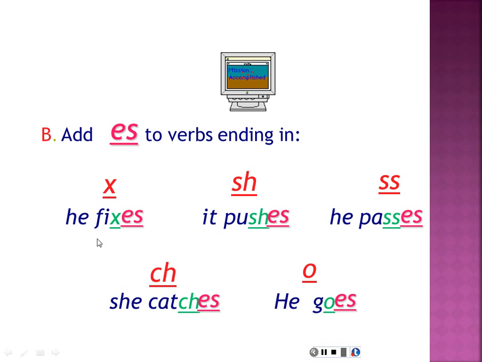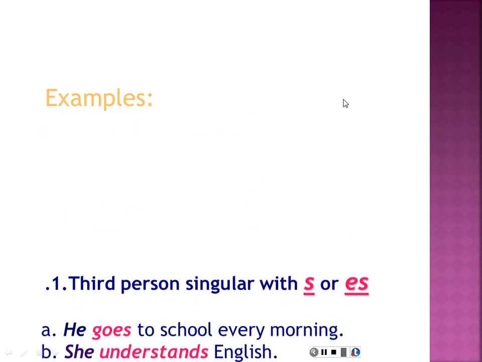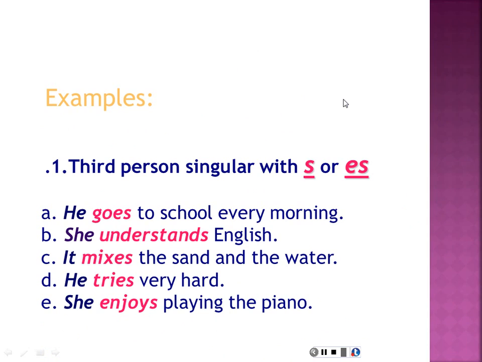Verbs when we use singular third person, مفرد غائب. So those are the examples, keep them in your mind, and let's move to the next slide, the next page. We have now more examples about third person singular with s or es. The first example, he goes to school every morning.